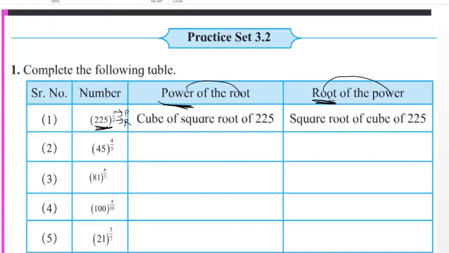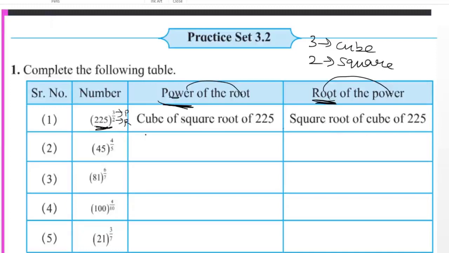So the first sum. I already said 3 means what? Cube. Remember, 2 means what? Square. Okay. So here in the first sum, first power. What is the power? Cube of square root of 225. So here, root of power means from down you want to start. Square root of cube of 225.